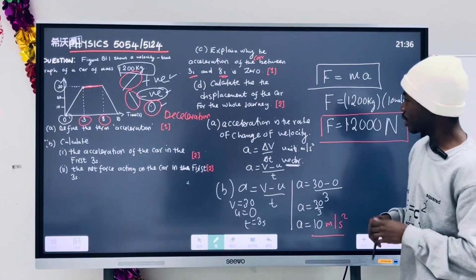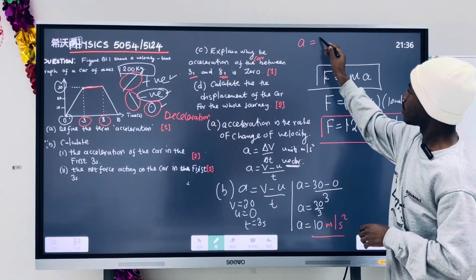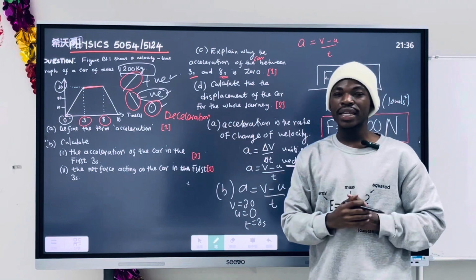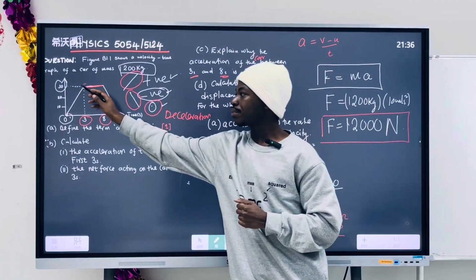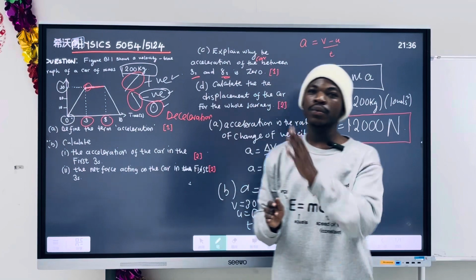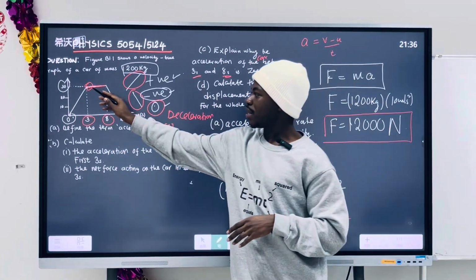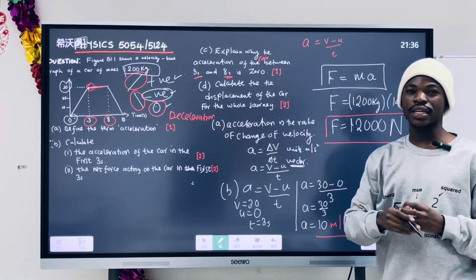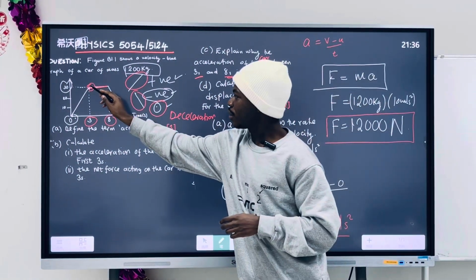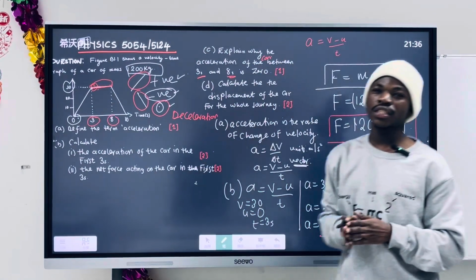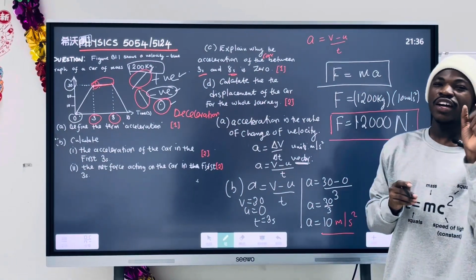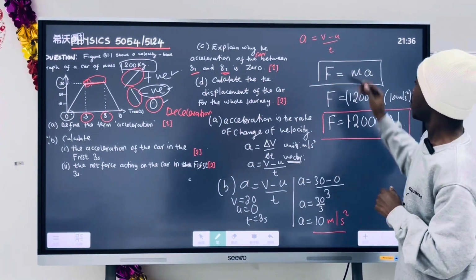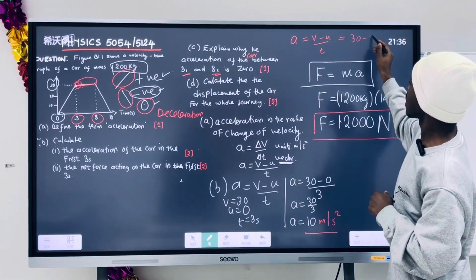You can as well prove this. We know that acceleration is v minus u over t. So between 3 seconds and 8 seconds, it's like the car starts at 3 and moves all the way up to the 8th second. So when time is 3, we see that the velocity is 30. So my initial velocity is 30. When it moves from 3 to 8, the velocity does not change. The velocity is still 30. So the final velocity and the initial velocity are both equal to 30. Meaning that we are going to have 30 minus 30.